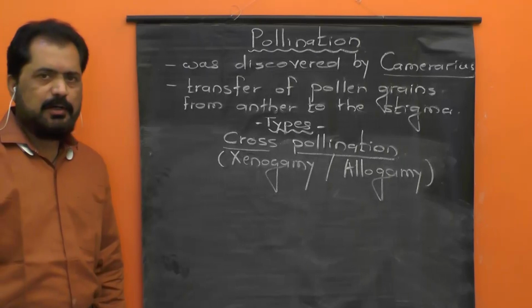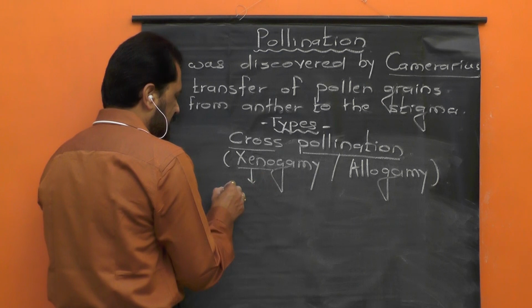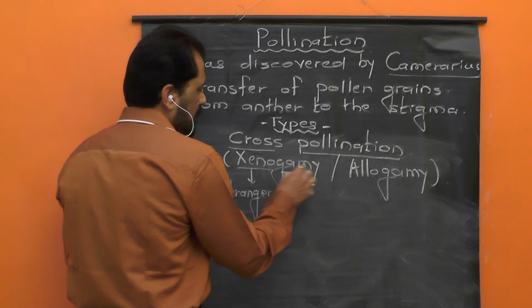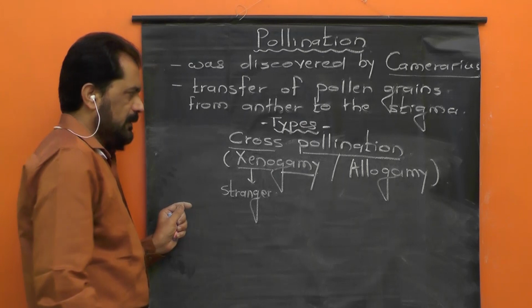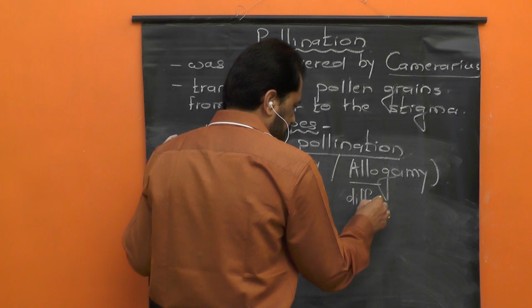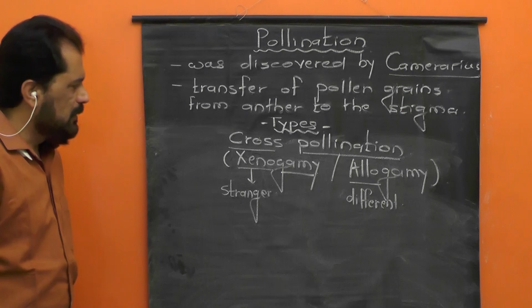Xenogamy or Allogamy. Here, Xeno stands for stranger, and Gamos stands for marriage. Here, pollination, crossing. And Allo stands for different, Gamos stands for marriage. Means what? Cross pollination is the transfer of pollen grain.